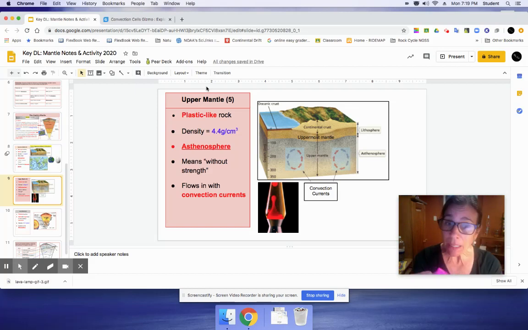The upper mantle is denser than the uppermost mantle, and that makes sense because where does it lie? It lies below the uppermost mantle.